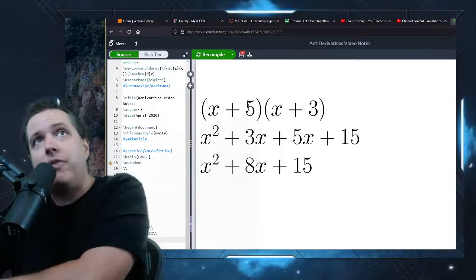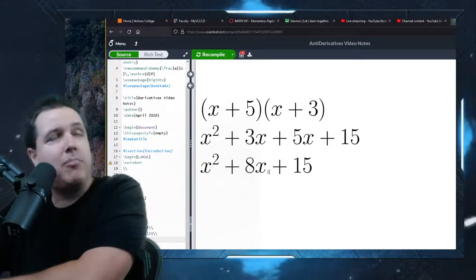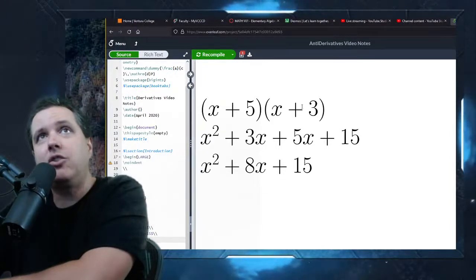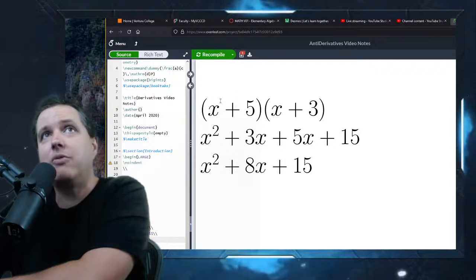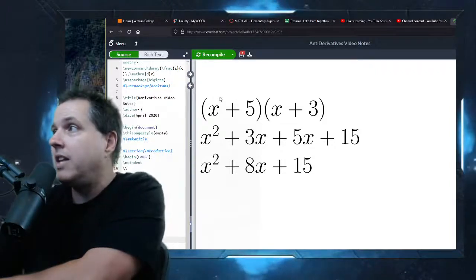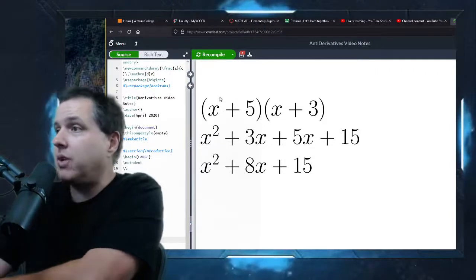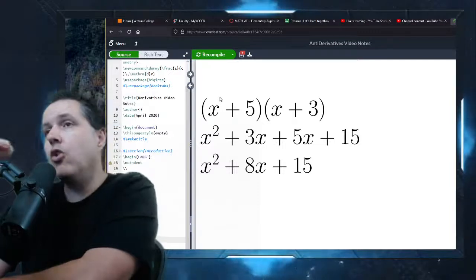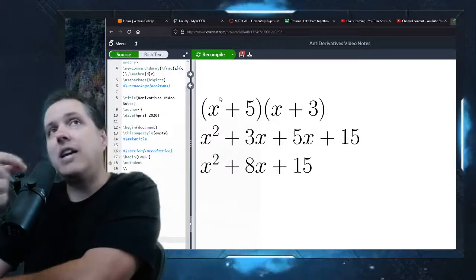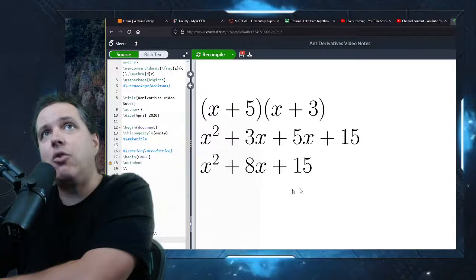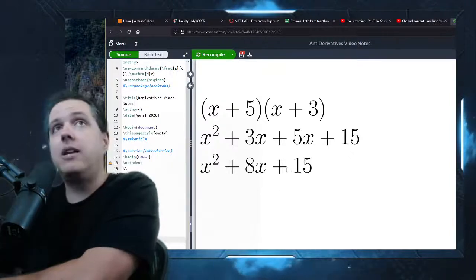Or the other way around. If it was a +5 and a -3, I'd get a -15 down here. So the fact that this is a +15 indicates to me that the two signs inside of my factoring are the same sign. Now, it could be -5 and -3. That would give me +15. Or it could be +5 and +3. That could give me +15. I don't know which one it is yet.